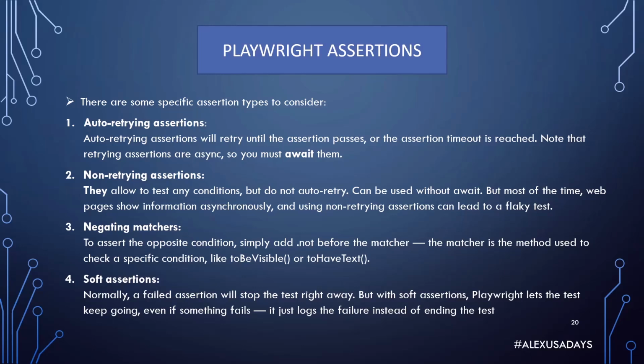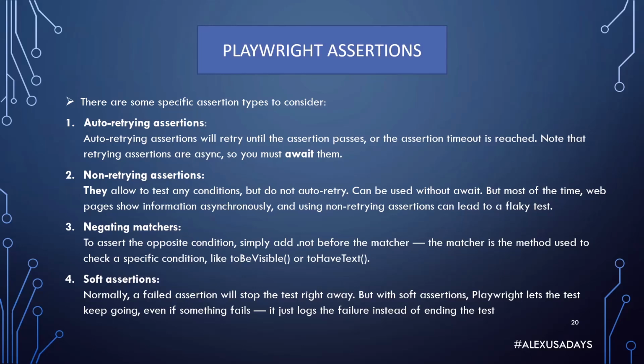Negating matchers. To assert the opposite condition, simply add .not before the matcher. The matcher is the method used to check a specific condition, like toBeVisible or toHaveText. So you just put .not.toBeVisible, and then it means you're waiting for the element not to be visible.